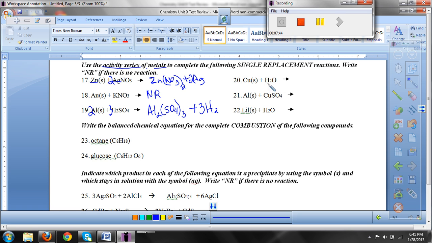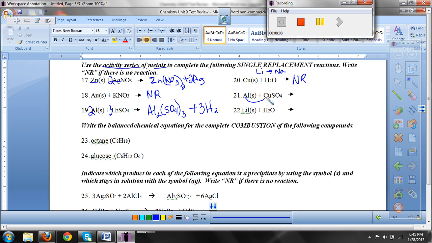Copper and water. Copper is not strong enough to kick the hydrogen out of the water. That only happens if you are, I think it's from lithium to sodium on that activity series. So look at it in your notes and make sure. So no reaction will occur there.